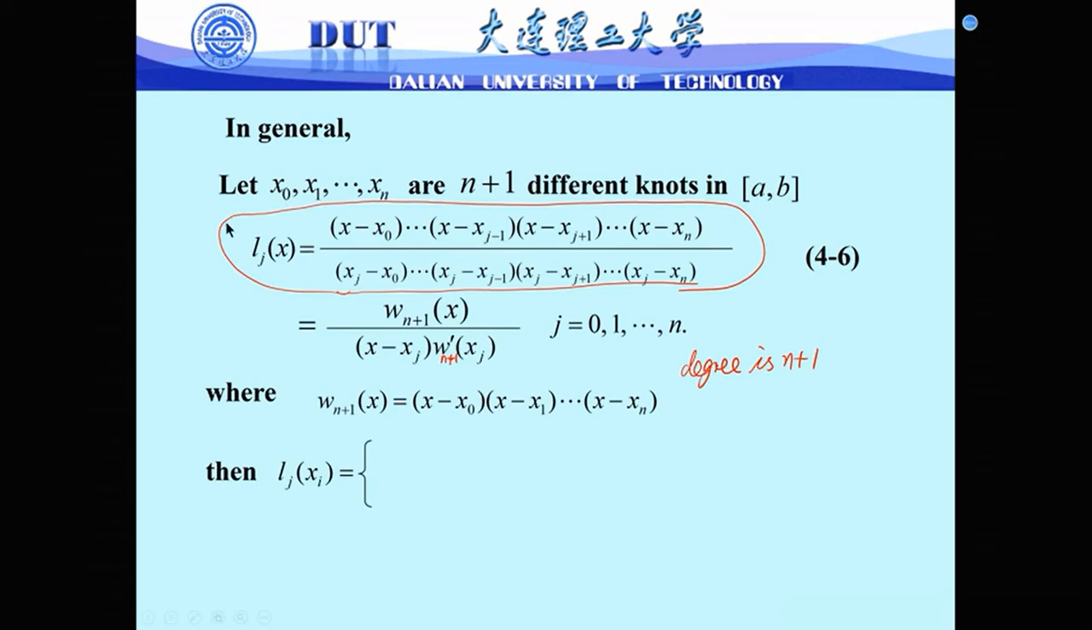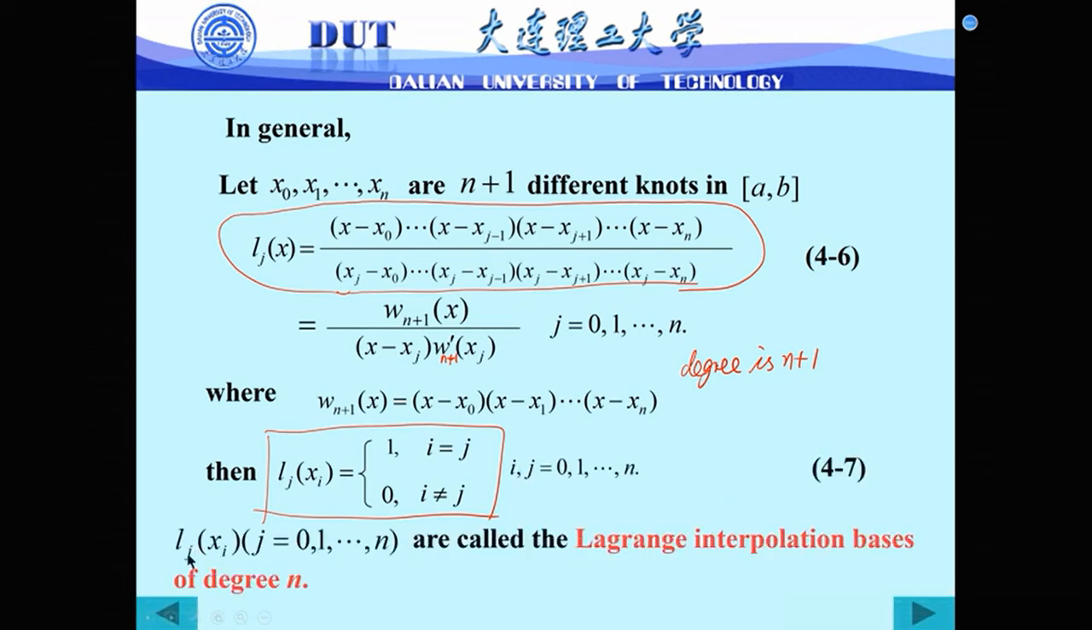Now, by checking, we can know Lj(xi). We replace x by xi. If i is the same as j, we have the same numerator and denominator, so the ratio is 1, right? Otherwise, if i is different from j, at least one term of the numerator is 0, so the ratio is 0. Clear? Again, we use this property, for i, j from 0 to n.